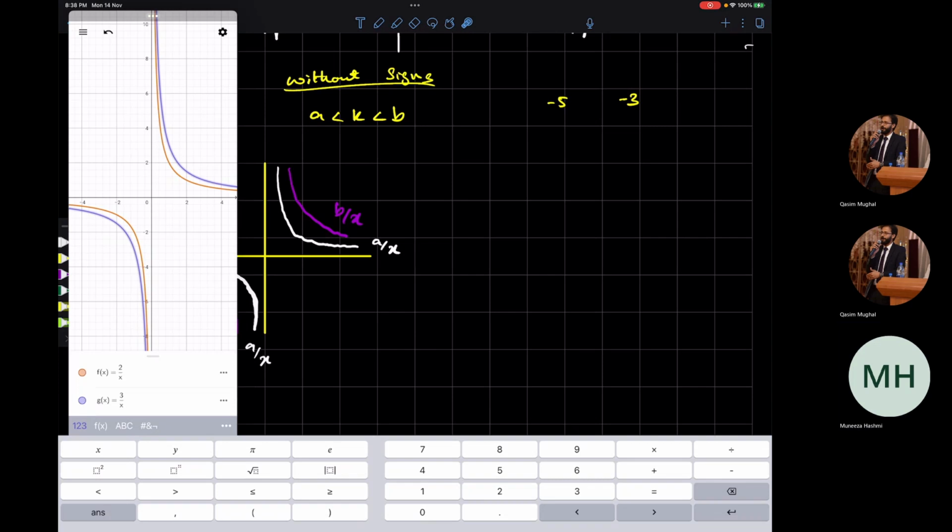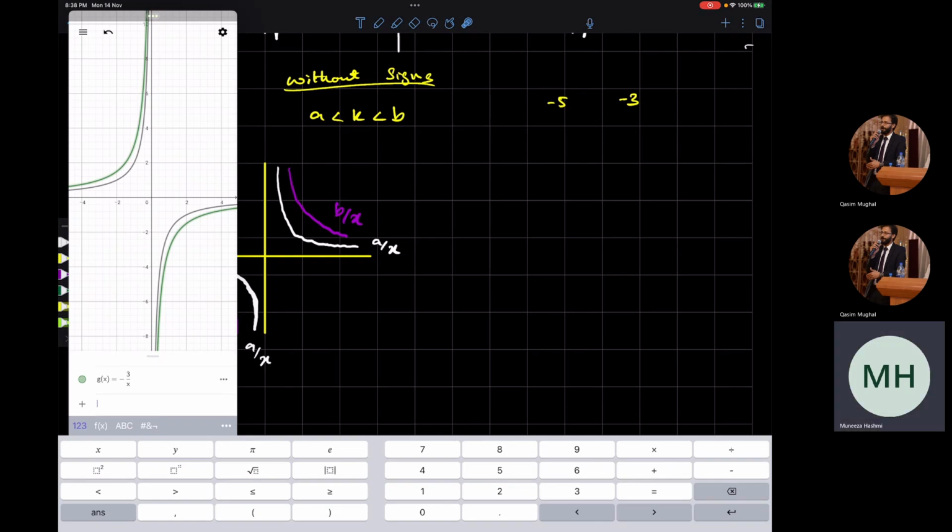Got it? Okay, now I'm going to take examples of both negative numbers. So let's just say I'm going to draw the graph minus 2 over x, and that's this grayish graph, and then minus 3 over x. That's the green graph. Now, without signs, if you look, 2 is a smaller number, so the gray curve is closer to the x-axis and the y-axis. Okay, but minus 3 over x, without sign, 3 is a bigger number as compared to 2, so it is a bit farther from x-axis and y-axis as compared to the previous one.